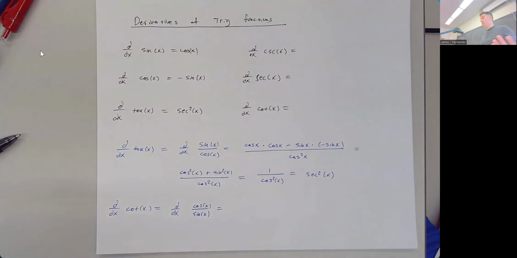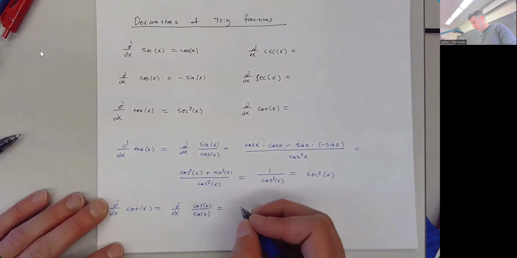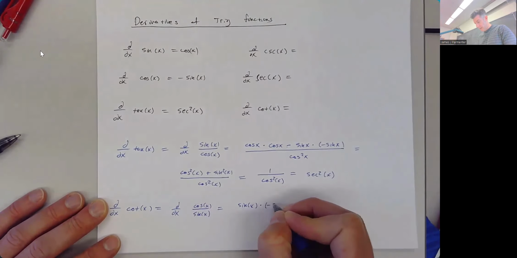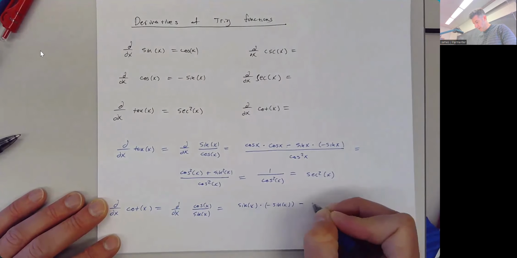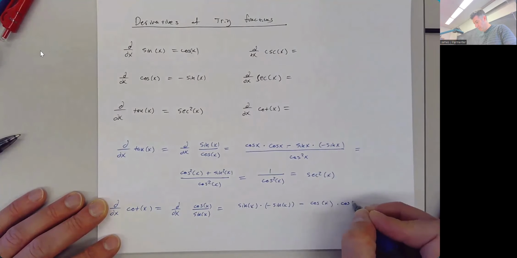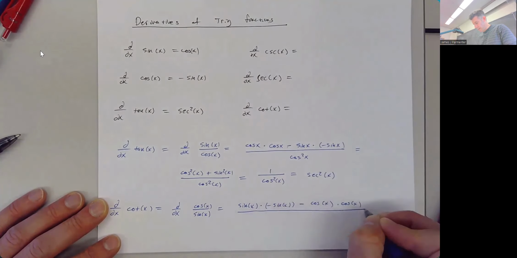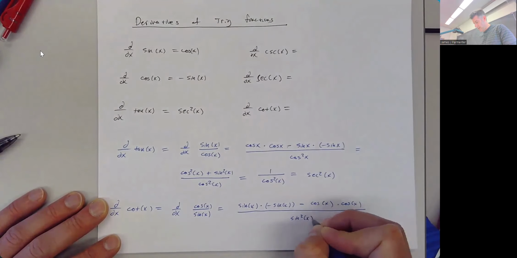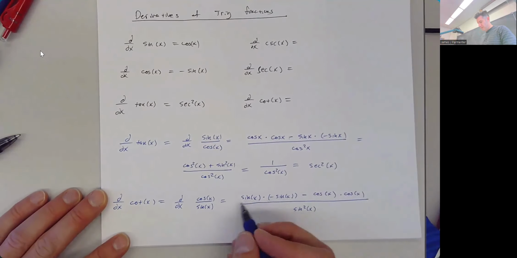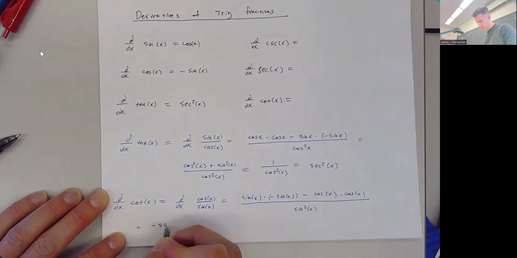Same deal. We have a quotient. We're going to use the quotient rule. So it's going to be the bottom times the derivative of the top. The derivative of cosine is negative sine, minus the top times the derivative of the bottom, which is cosine, all divided by sine squared of x. So now on top, I have negative sine squared x minus cosine squared of x over sine squared of x.